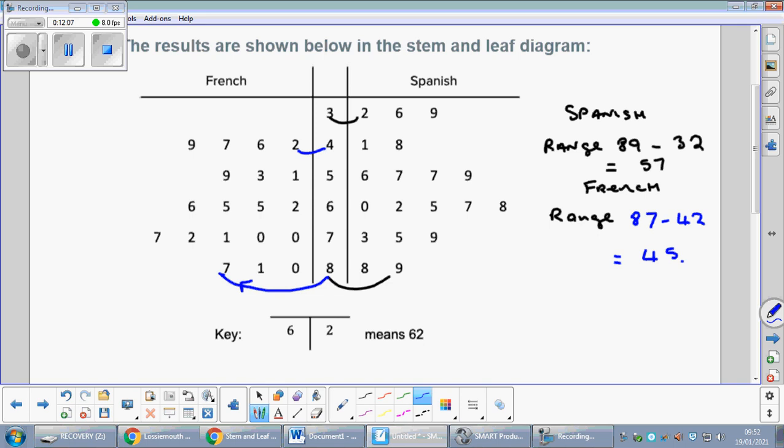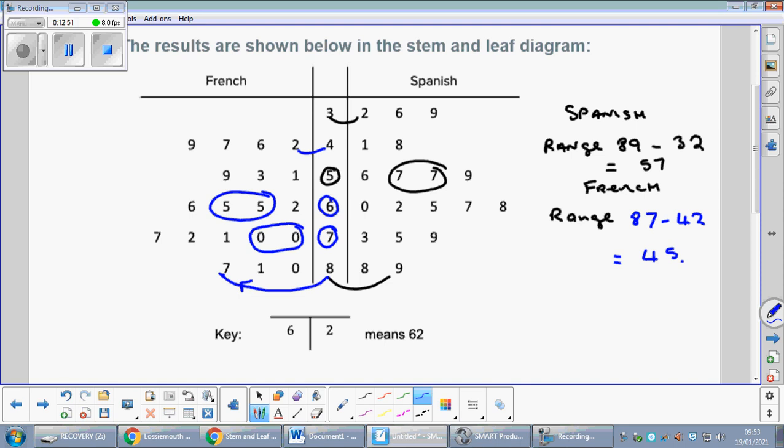So the results are more bunched in French than they are in Spanish. Now in Spanish, the mode looks to be here to me, so the mode is 57, I think. And looking at French, the mode, oh, there's two modes. There's 65 as a mode and also 70 as a mode, so there's two modes for French as far as I can see, just looking quickly.